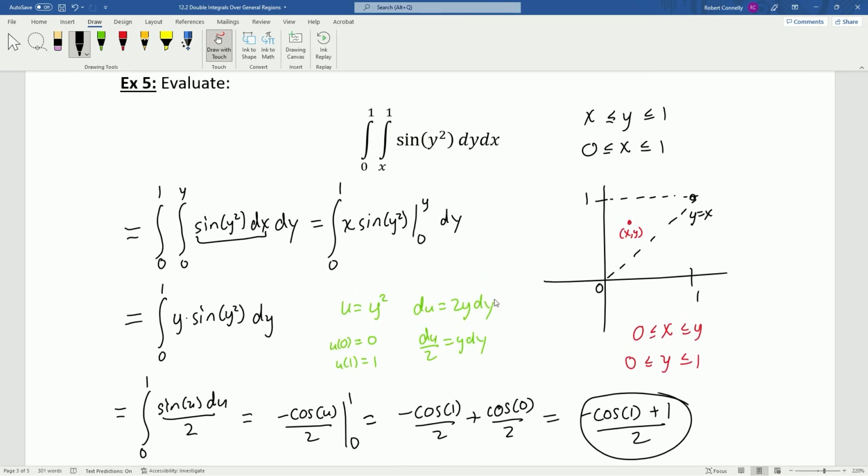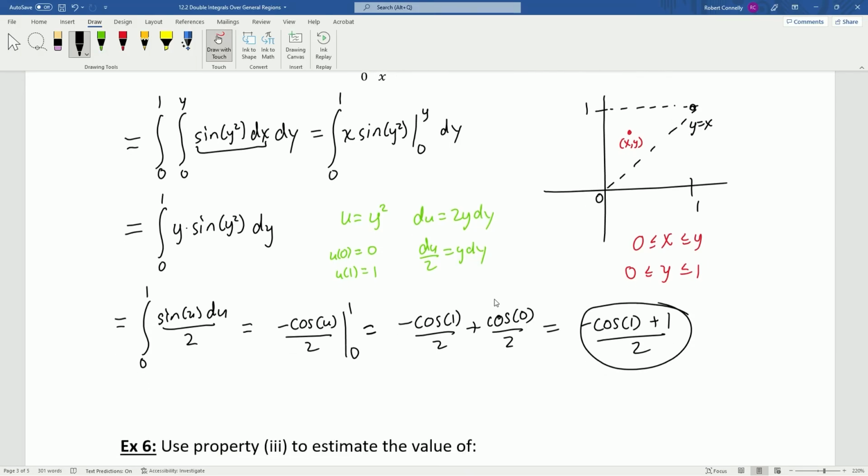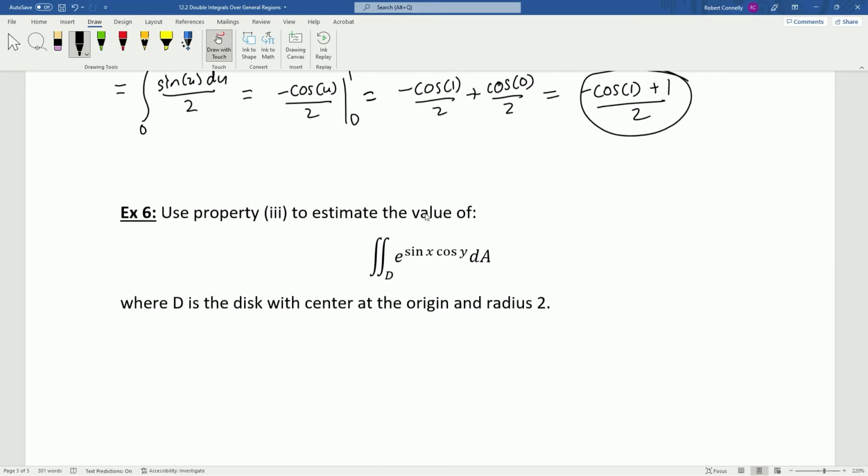Okay, so we got one more example here. Use property 3 to estimate the value of this double integral, e to the sine of x cosine of y dA, where D is the disk with center at the origin and radius 2. So first I'll just draw D. And it says use property 3.